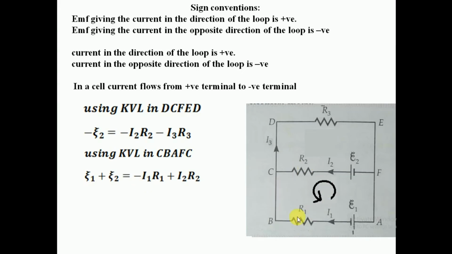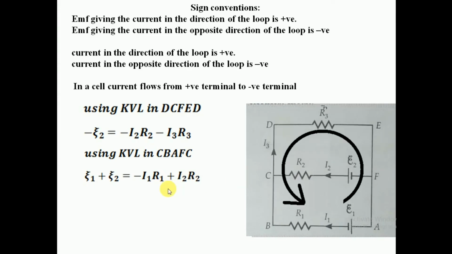So let's start from B. So I1 is flowing in the direction opposite to the loop, so I'll take this to be negative, and I'll go to another resistance. So in this resistance I2 is flowing, so my loop is going towards left and current I2 is also going towards the left, so this current is positive, so I'll just write plus I2 R2. So now let's use one more loop.